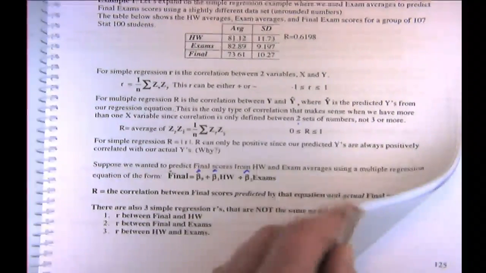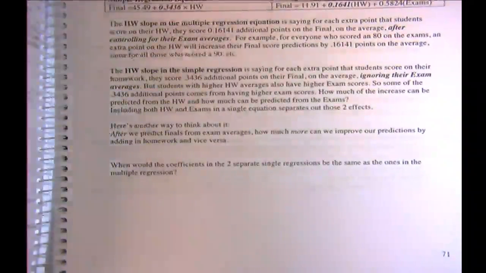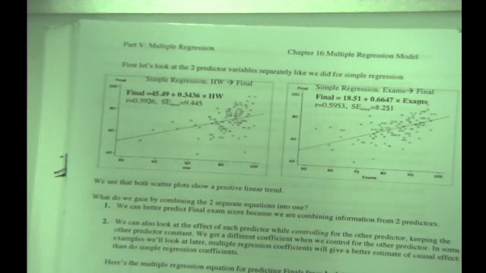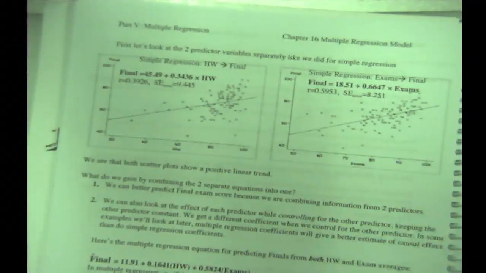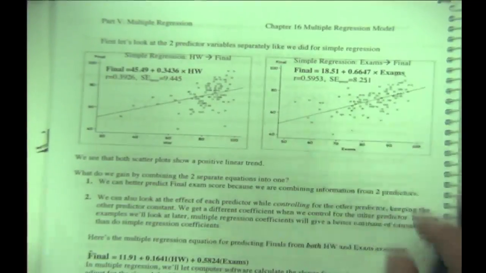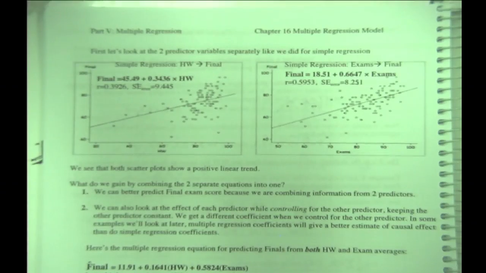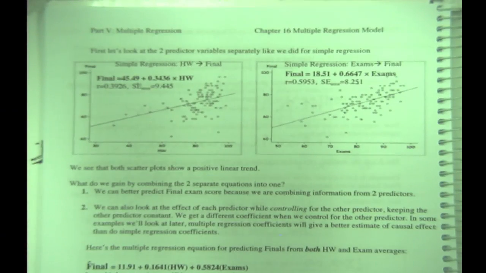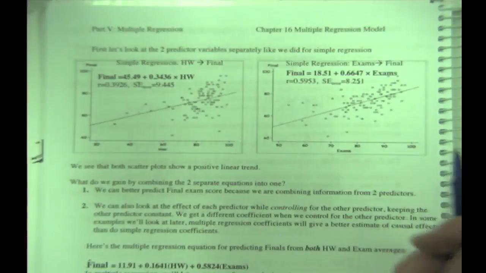Okay, so how are they going to factor in? Let's turn the page. Let's just look at the two predictor variables, x1 and x2, predicting y. So we're both predicting finals here, and let's look at them separately. Here you have homework predicting final, and here you have exams predicting final. This is from our data set called Grades Online that we've already worked with, the 107 data points. You can look it up. That's where I got these from.